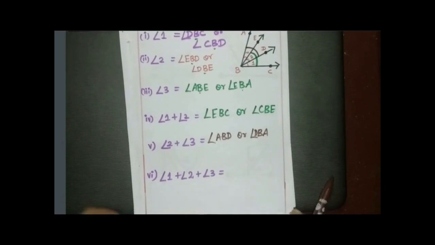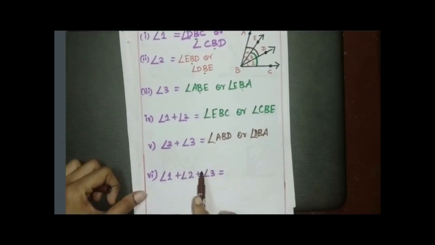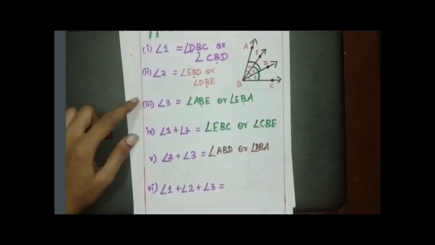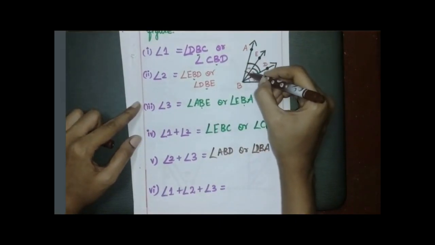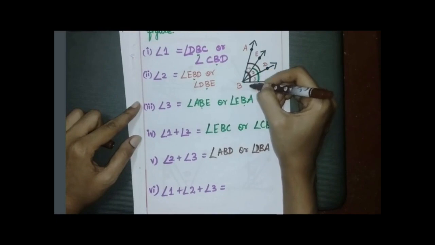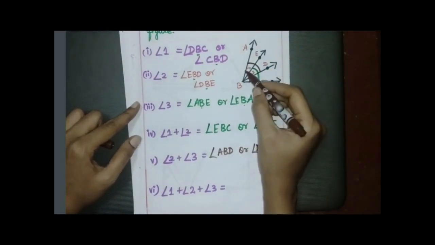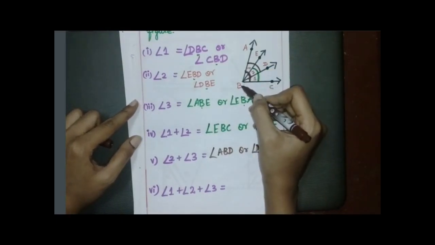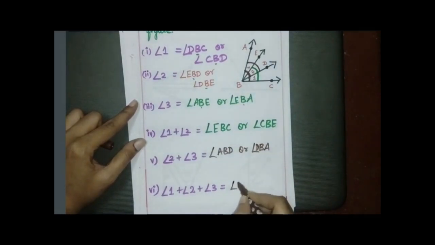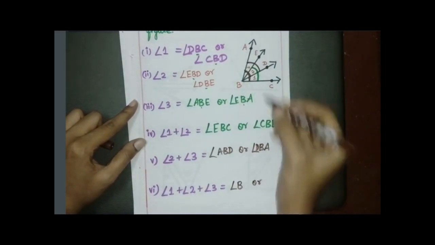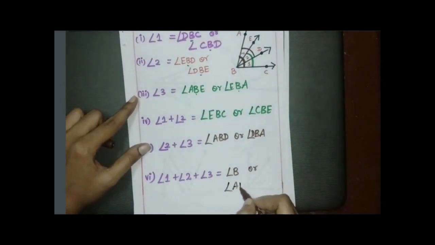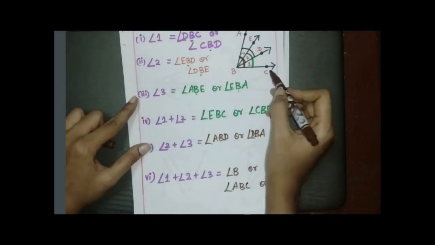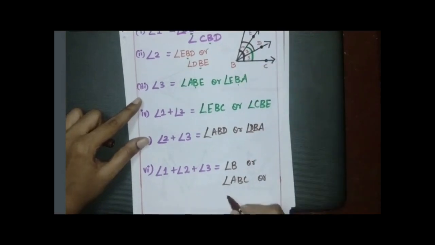What is the final one? Angle 1 plus 2 plus 3. So full angle, angle 1 plus 2 plus 3. You have to write the name for this full angle. This full angle denotes B. So you can write either B or ABC or CBA. Very good.